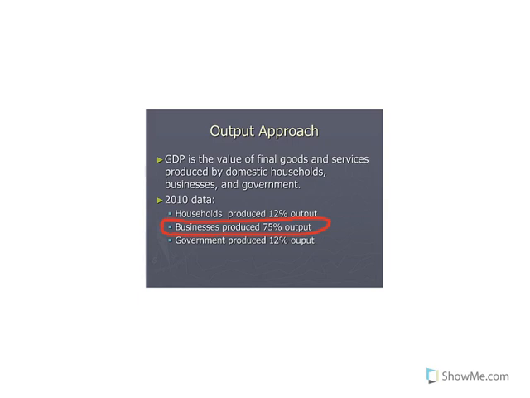So that's all you would do if you were looking at the output approach, is what is the value of the goods and services that are produced by the different sectors within the economy. Again, the more private your economy is, or the term we generally use is capitalist, the more output that is going to be produced by the businesses. Whereas if you have an economy that is more centrally planned, you're going to see more output produced by the government.